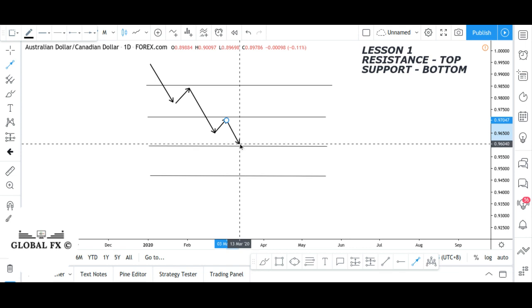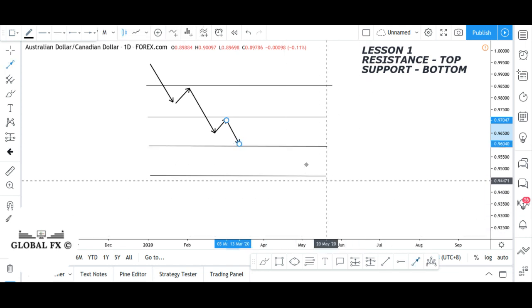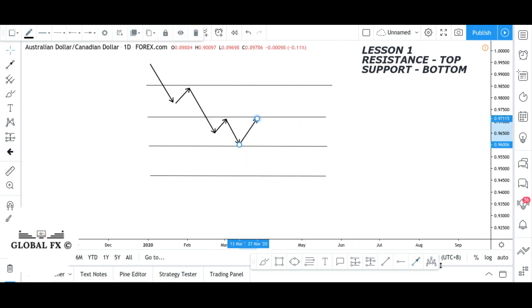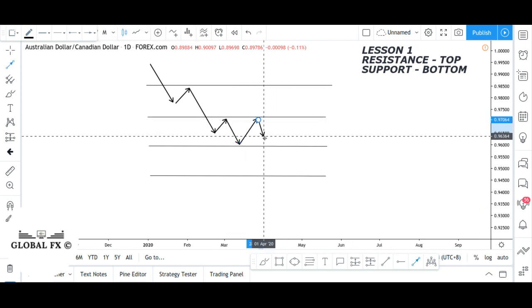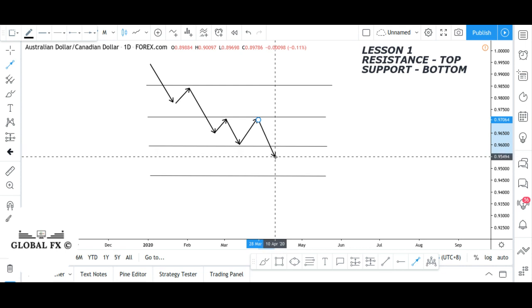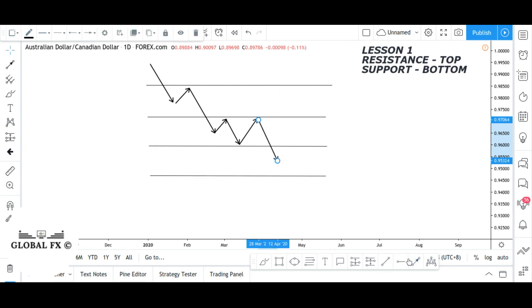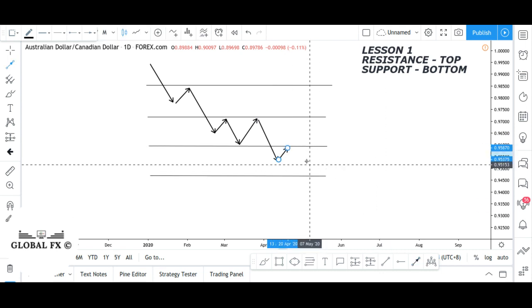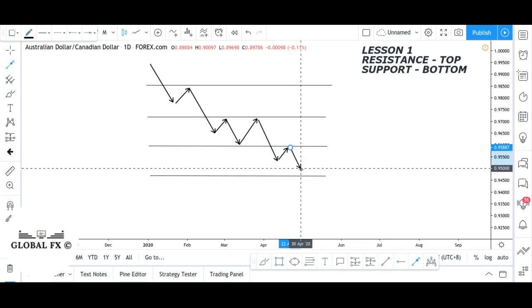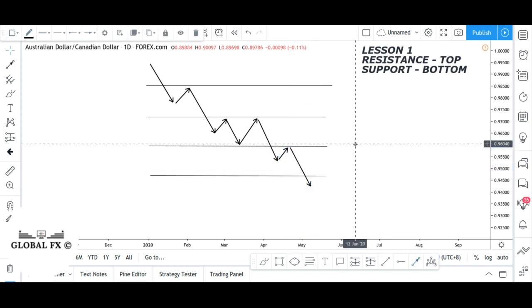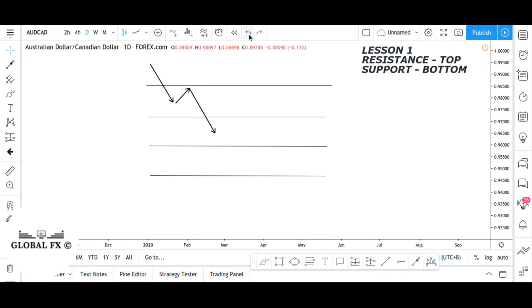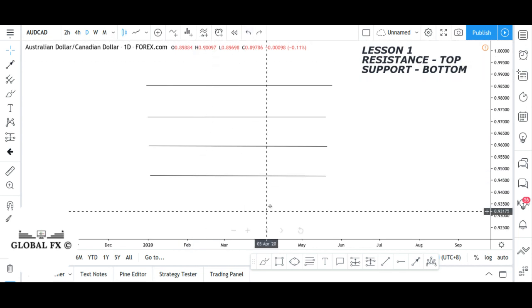Now, if the market respects that support area, then what will happen is it will move up to the next resistance area and move back down again to break that support area. Once broken, it needs to retest that old support, now turned resistance area. So basically, this is how the market moves in waves, and we need to understand exactly how the market works.